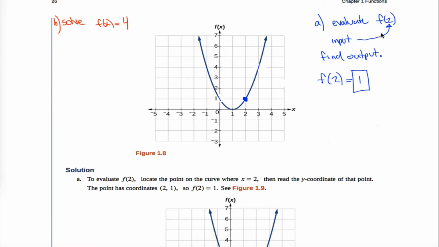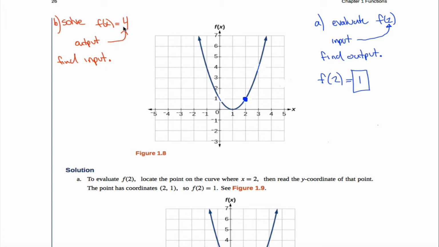The second question, solve f of x equals 4. This one looks similar to this, I suppose, but it's very different. In this case, you are given the output is equal to 4, and you're asked to find the input. Number one thing that people get wrong on these questions is confusing the two of these guys right here. So make sure you got those straight. This tells you the output, it asks you for the input.